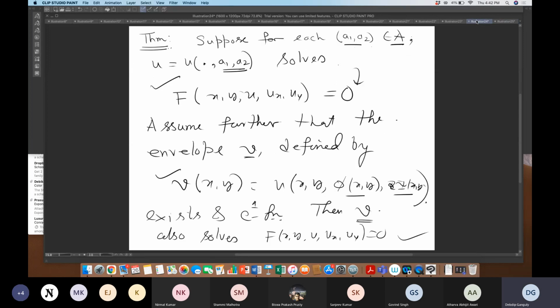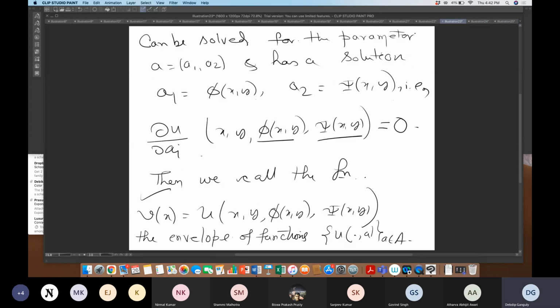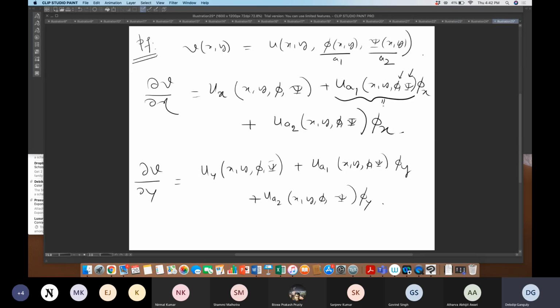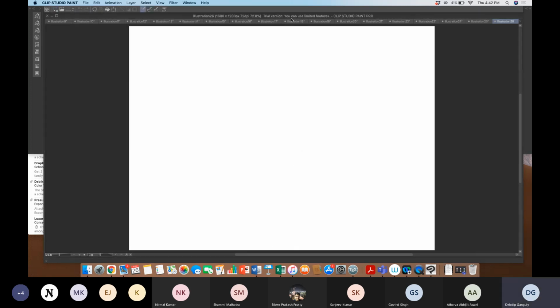Because V is an envelope, this solves this equation, right? Del u by del a at the point phi of xy and psi of xy is equal to 0. So what is this value? 0. This is also 0. Similarly, this is 0 and this is 0. So this is actually u_x. So your V_x is u_x and V_y is u_y. So it solves the equation.